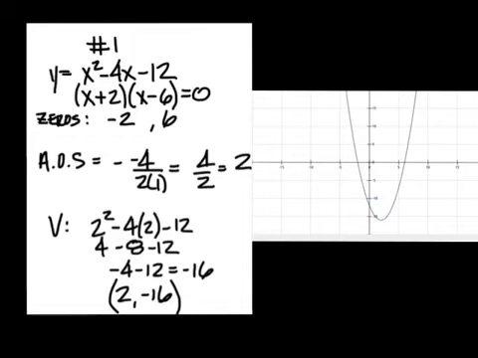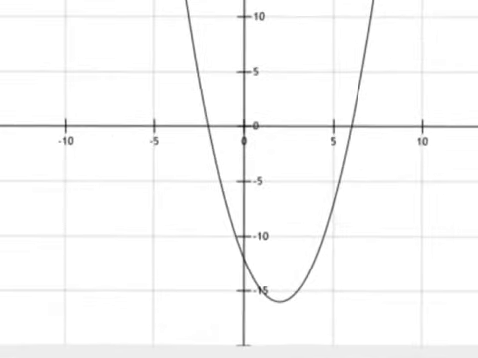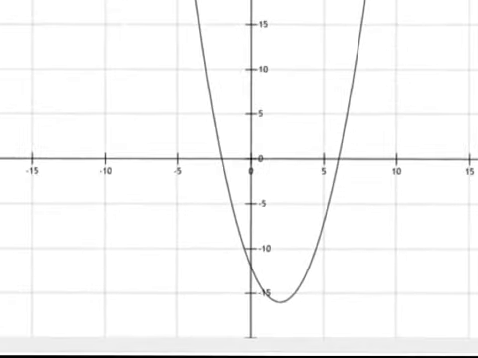So you can see the vertex is 2, -16 here. And I can zoom in on that. Here's the graph. 2, -16, and then your zeros, -2 and 6. And then whatever 2 points you came up with to finish out the graph.